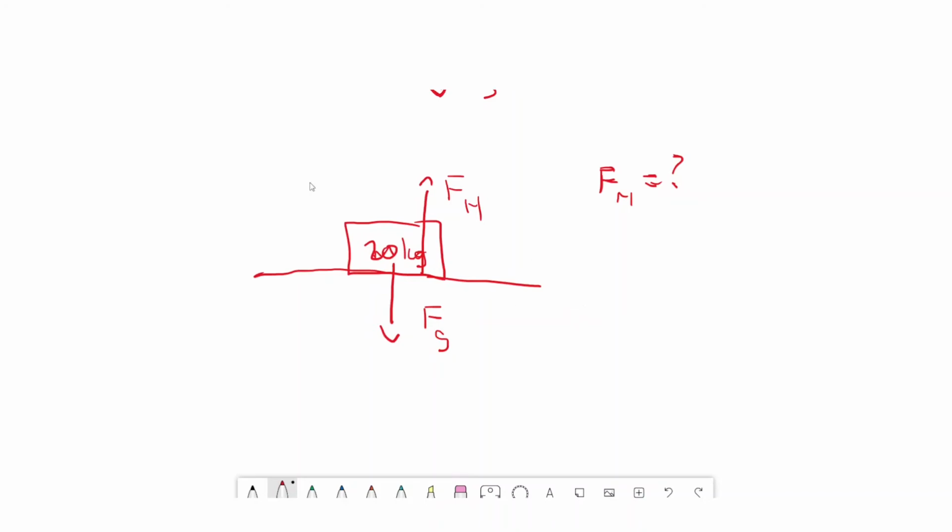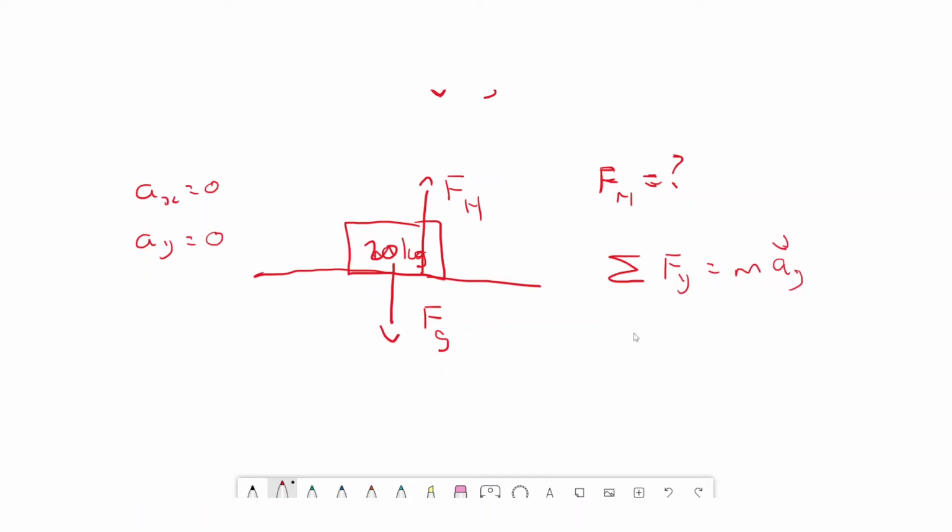This object is not going to the right, it's not going to the left. It's also not going up, it's also not going down. What does that mean? It means that a_x is 0, a_y is also 0, because it's not moving. If this object is not moving, I don't care about the forces on the x because there's none. I only care about forces in the y. And that is going to be equal to m a_y.